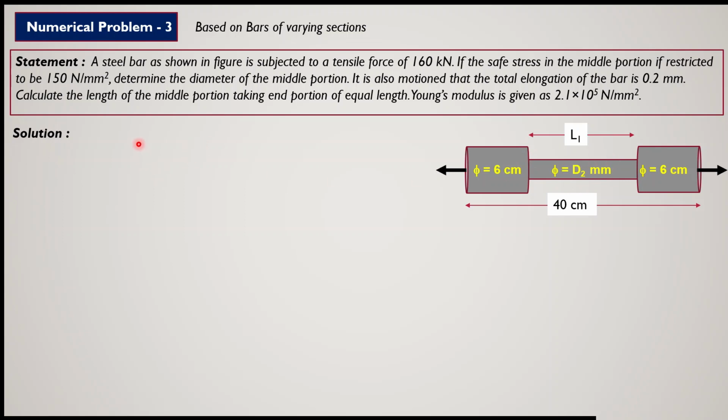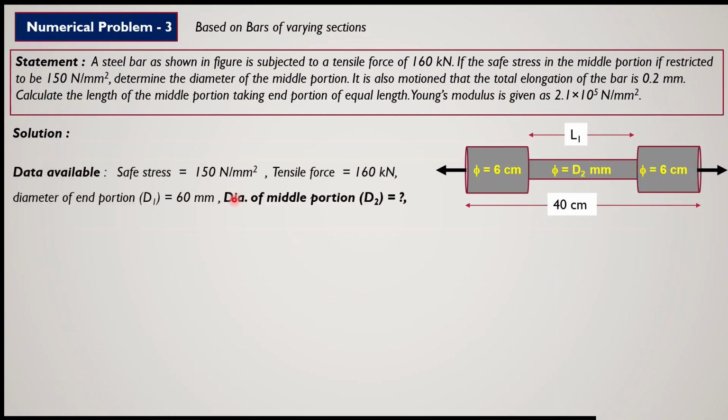Second point is to calculate the length of the middle portion. So here we just assume that this length is L1, taking end portions of equal length. So it is given in the statement that the length of the end elements is equal. But we have to calculate the diameter of the middle portion as well as the length of the middle portion. And the Young modulus of elasticity is given as 2.1 into 10 raised to power 5 Newton per mm square.